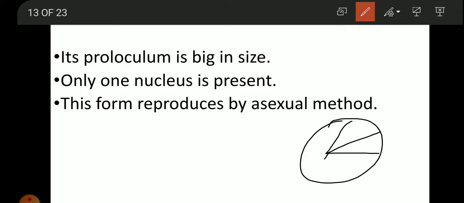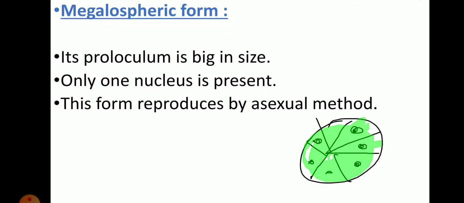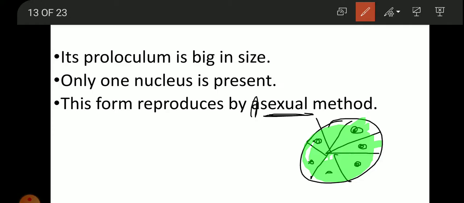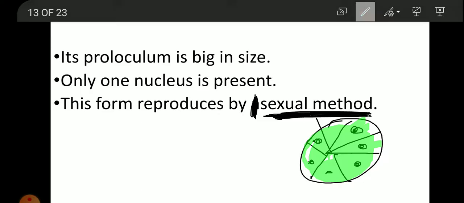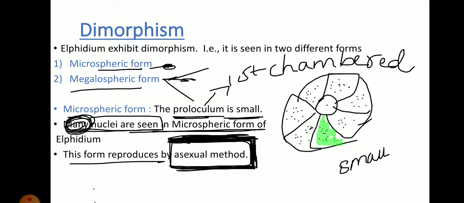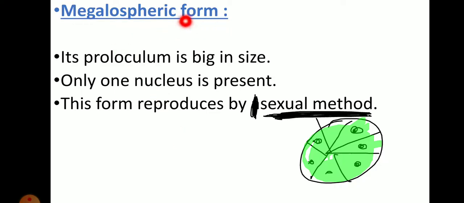So let us assume this as Elphidium and this as cytoplasm. It has only one nucleus in each chamber. And this megalospheric form reproduces only by the sexual method, not by the asexual method. In the previous slide, we have seen that the microspheric form reproduces by what? Asexual method. And here the megalospheric form reproduces by the sexual method.